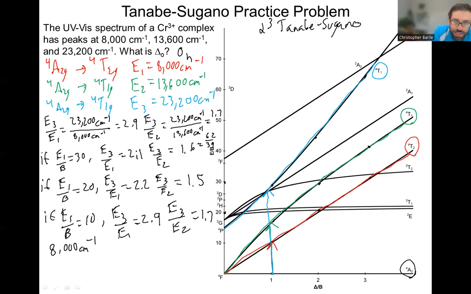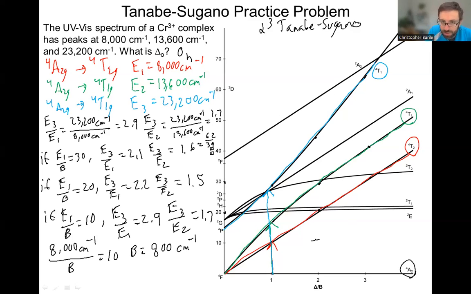We know E1 is 8,000 wave numbers, as given to us in a way. And so 8,000 divided by B equals 10, because now we know that this value that we tested was about right. So then we just solve for this. 8,000 divided by 10 is going to be equal to 800 wave numbers. So our Racah parameter is equal to 800 wave numbers.